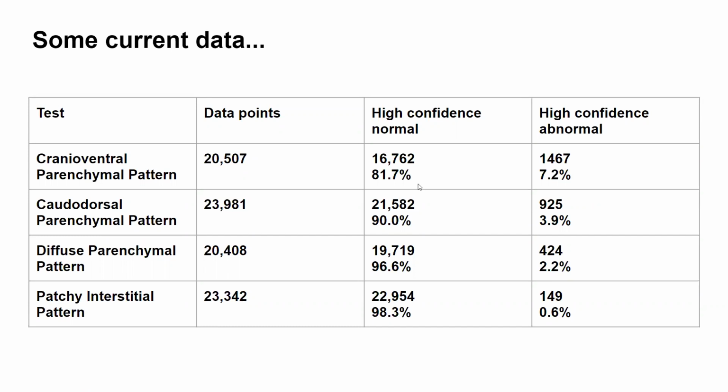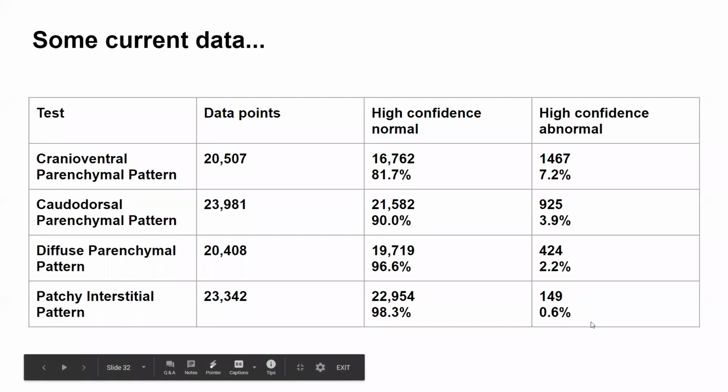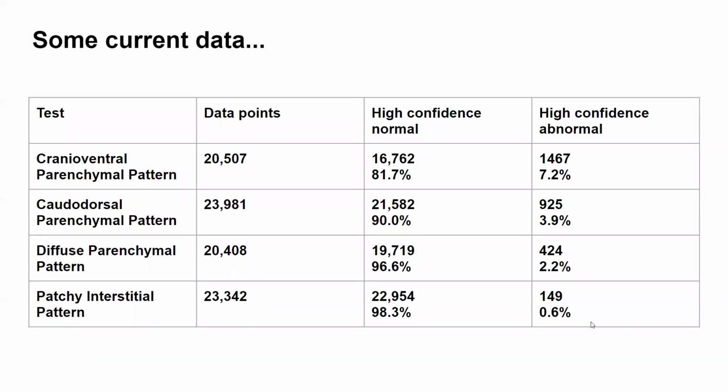You can see the cranioventral pattern came back 81.7% high confidence normal, and then 7.2% high confidence abnormal. Caudodorsal parenchymal pattern was 3.9% abnormal, diffuse parenchymal pattern 2.2% abnormal, and patchy interstitial pattern 0.6% abnormal. So I just thought that was interesting, and it was also interesting to see the amount of data that we could get from that as well.